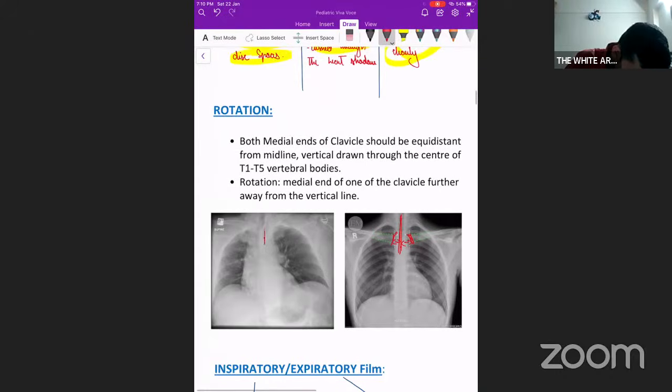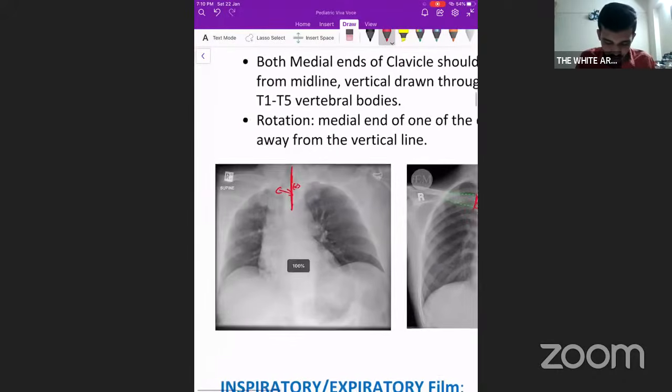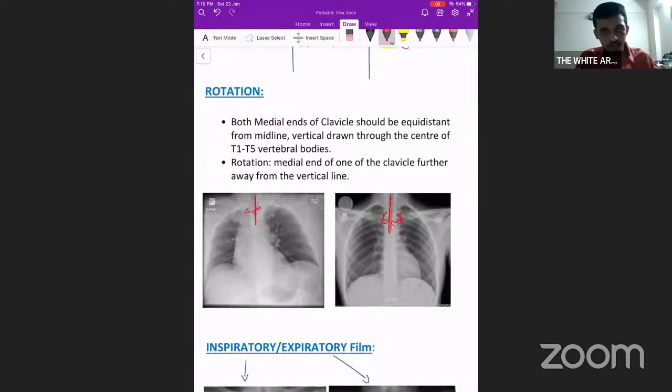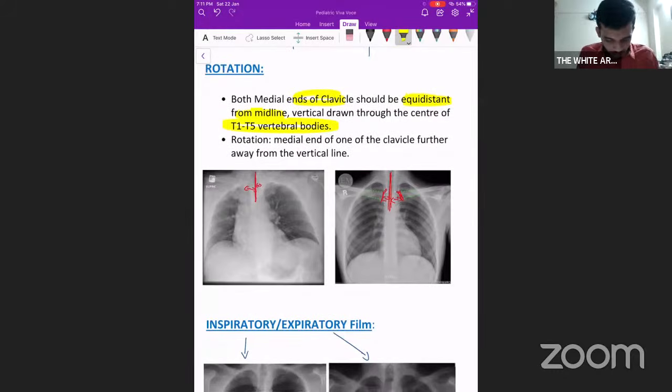Whereas you look over here, this is a rotated X-ray because look at the distance, correct? So this is how we differentiate a rotated X-ray from a correctly positioned X-ray. That is what is explained over here. Both medial ends of the clavicle should be equidistant from a vertical line drawn through the center of T1 to T5 vertebral bodies. If it is rotated, the medial end of one clavicle appears further away from the vertical line. So that is what has been explained.